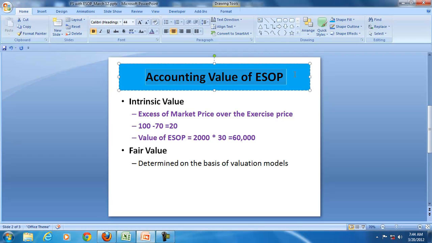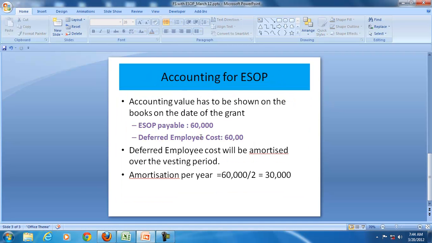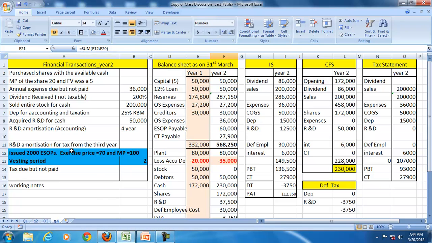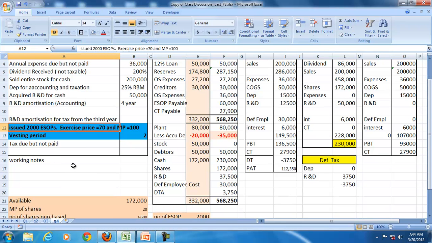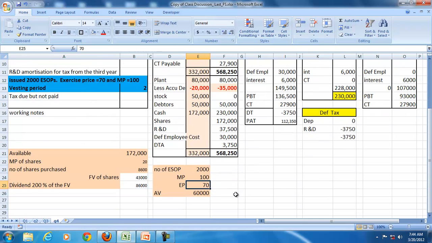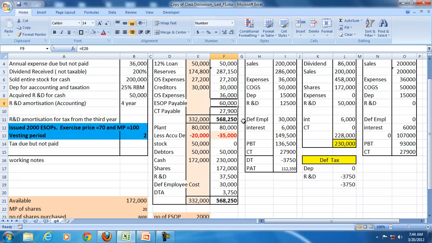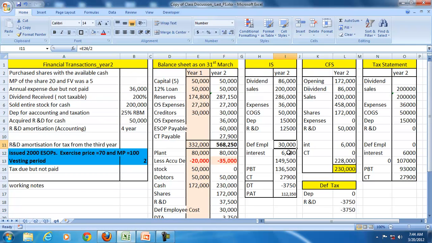The impact depends on the value of ESOP, and the value, we take that as an intrinsic value, which is the excess of the market price over the exercise price, and that value is amortized over the vesting period. So in this example, 200,000 ESOPs were issued. The market value was 100, exercise price was 70, so the accounting value is 60. The accounting value is shown on the asset side and the corresponding sources side, and that 60,000 is amortized over the period of the vesting, which is 30,000 each.